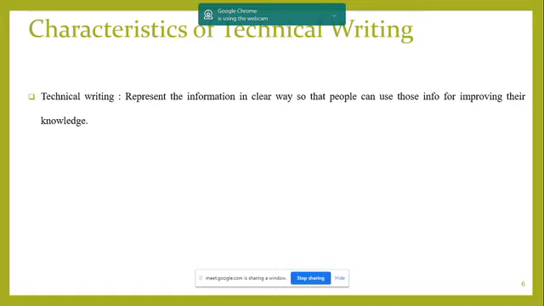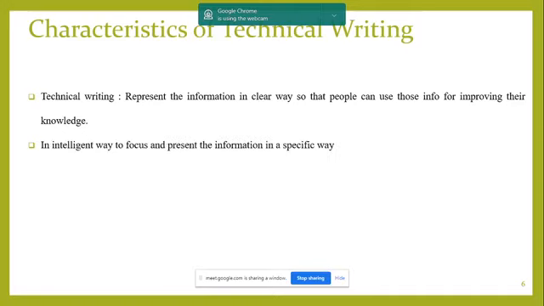That is the main purpose of technical writing. Technical writing should represent the information in a clear manner, and by using that information, the reader can improve their knowledge. That is the main purpose of technical writing.